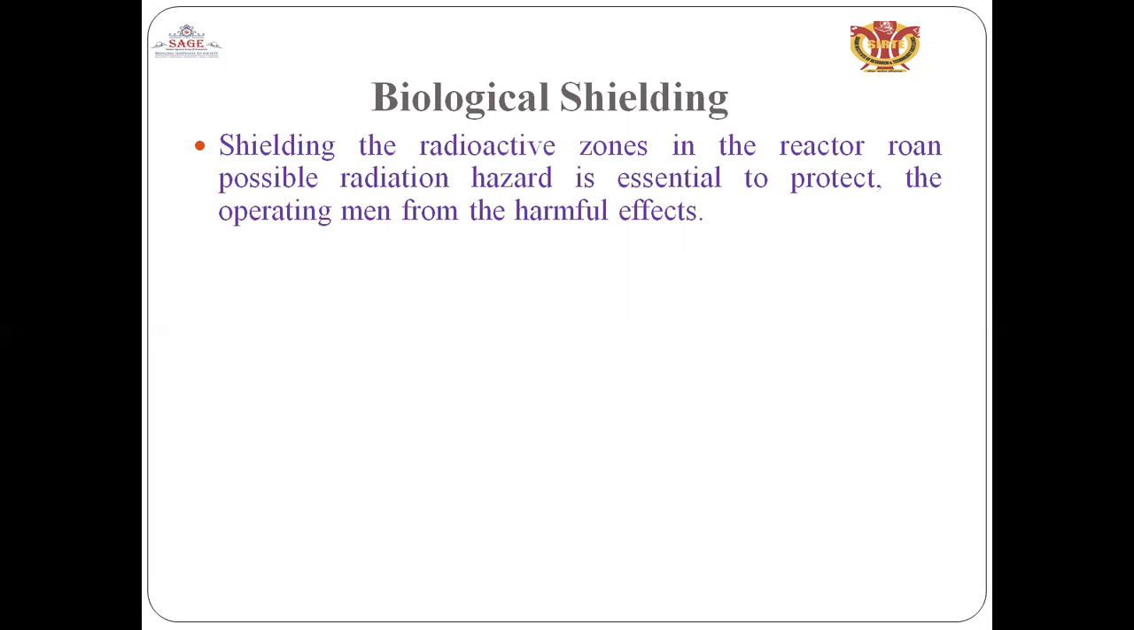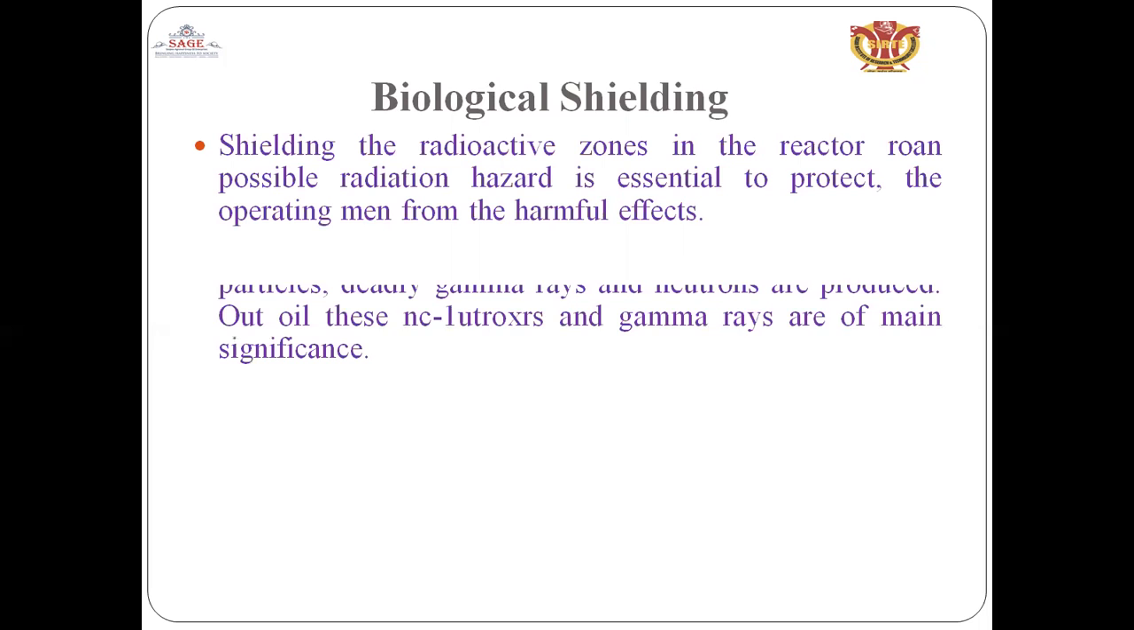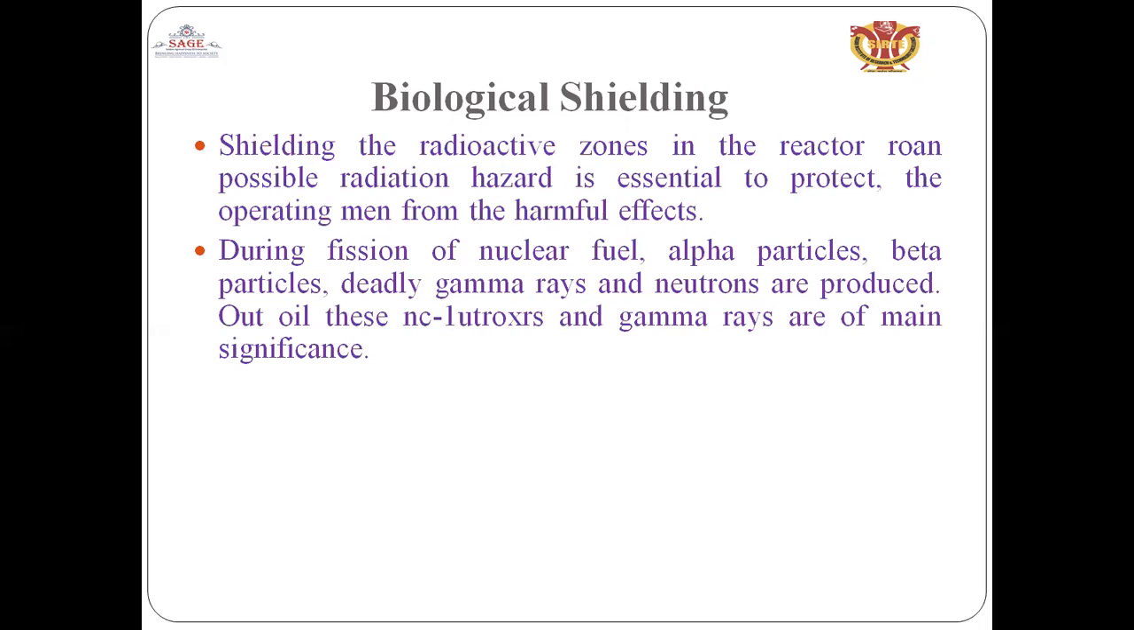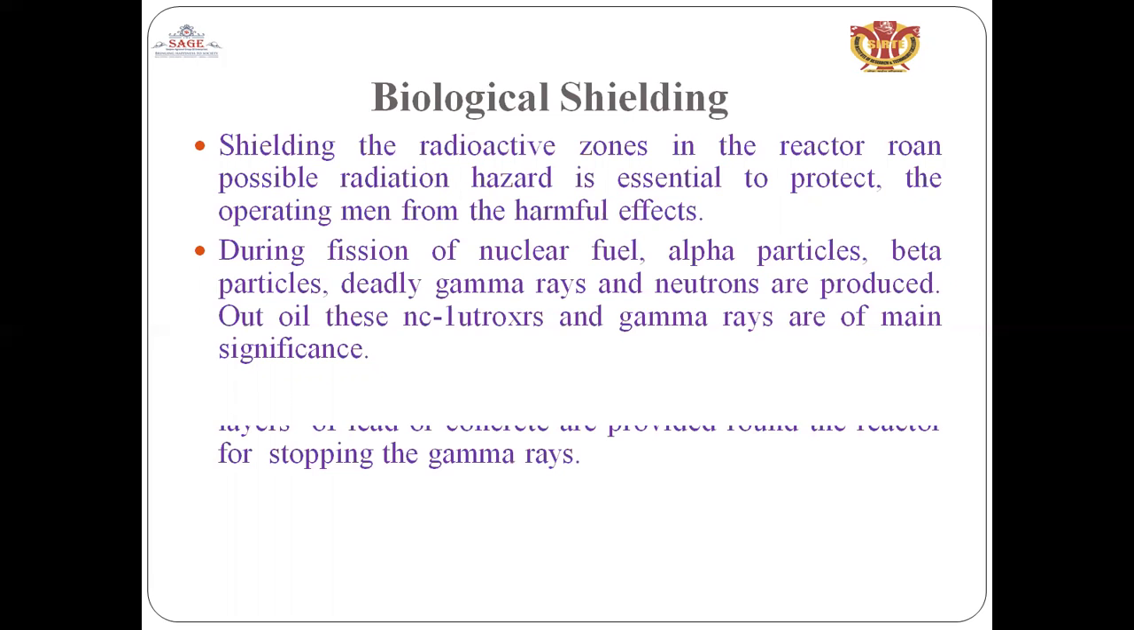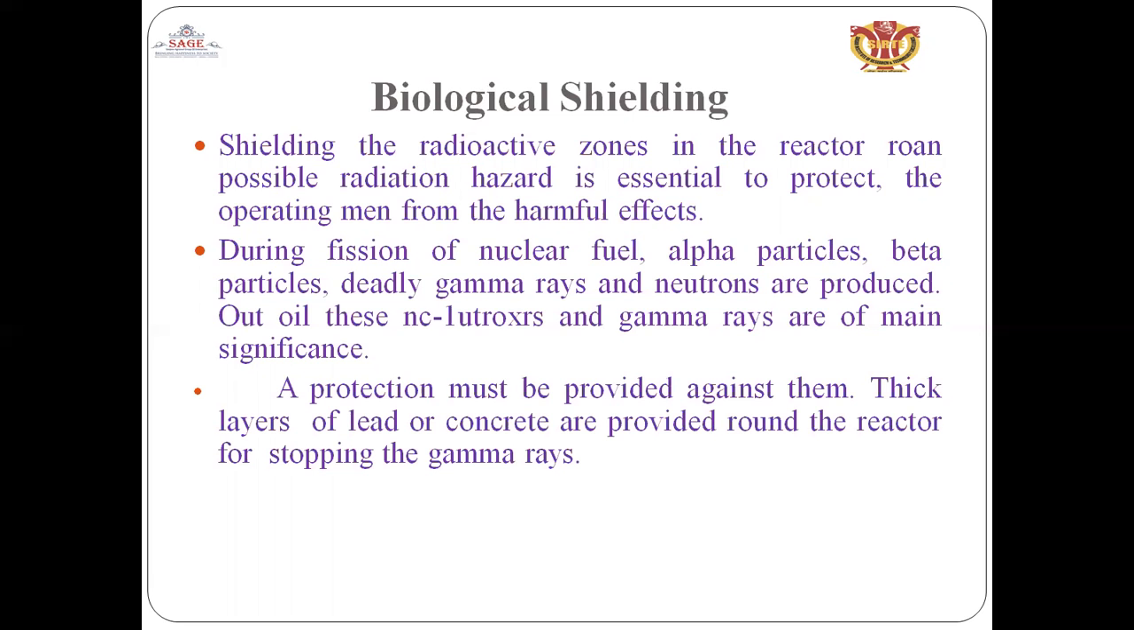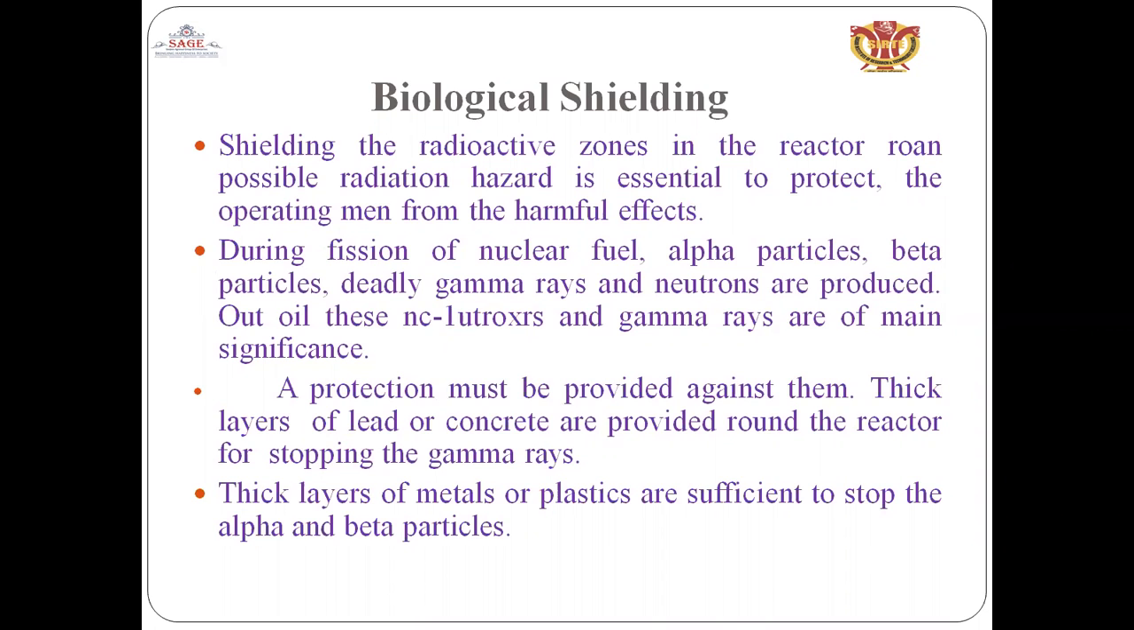Zone, possible radiation hazard. It is essential to protect the operating men from the harmful effects. During the fission of the nuclear fuel, alpha particles, beta particles, deadly gamma rays, and neutrons are produced. The neutrons and the gamma rays are the main concern. A protection must be provided against them. Thick layers of lead or concrete are provided around the reactor for stopping the gamma rays. Thick layers of metals or plastic are sufficient to stop the alpha and the beta particles.